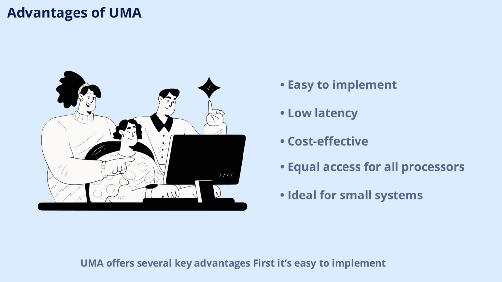UMA offers several key advantages. First, it's easy to implement, making it ideal for small-scale systems. All processors have equal access to memory, which simplifies programming and system management. UMA also provides low latency for memory access, ensuring that processors can retrieve data quickly. Additionally, the architecture is cost-effective, as it requires only a single memory bus and controller. These benefits make UMA a popular choice for general-purpose and time-sharing applications, where simplicity and predictable performance are valued.